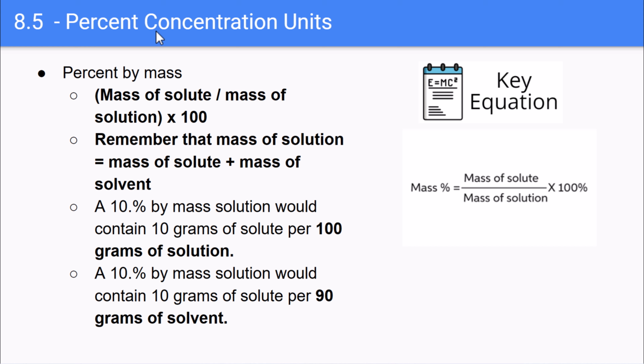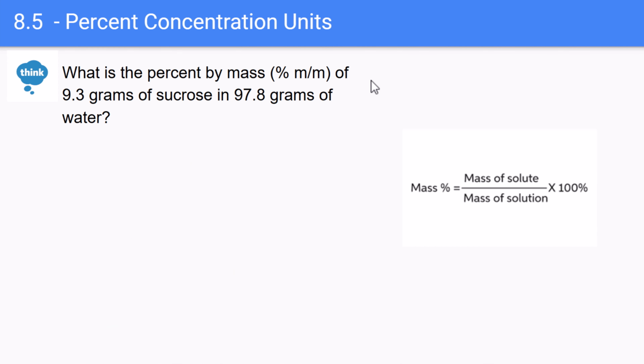You'll see that as we continue to work through some of the practice problems in just a couple moments. The first question says, what is the percent by mass of 9.3 grams of sucrose in 97.8 grams of water? The key thing to keep in mind here is the formula we're going to utilize. It is the mass percent formula, listed here on the right. The mass percent formula specifically states it is the mass of solute divided by the mass of the solution.